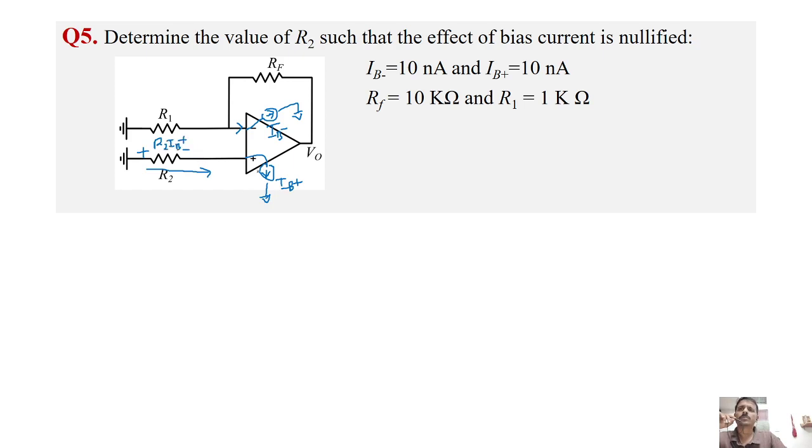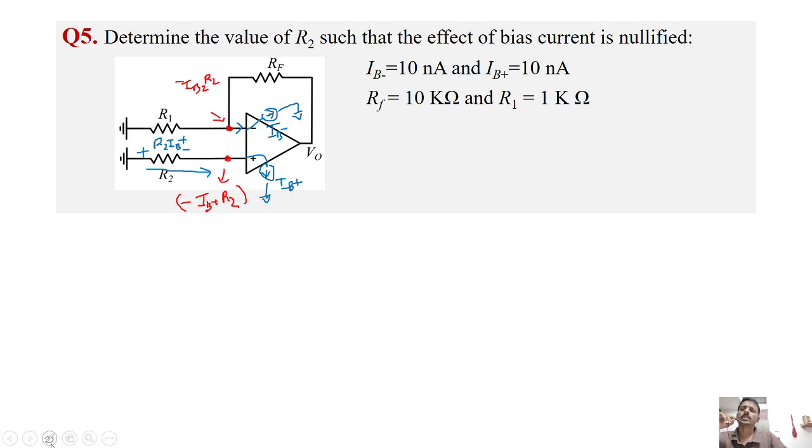Due to this current there will be a voltage at this point, and what is that voltage? IB plus into R2, that is the minus of the voltage across R2. So this is the voltage at this point, and the same voltage will be followed here. So what is the voltage here now? That is minus IB plus R2.